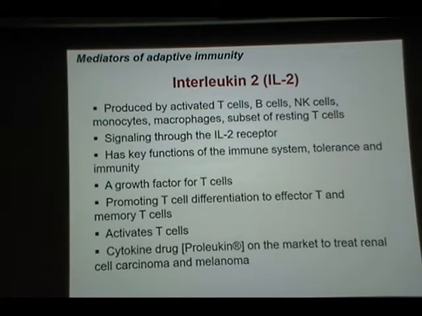IL-2 is involved in adaptive immunity. IL-2 is produced by activated T cells most of the time. B cells, NK cells, monocytes, macrophages, and a subset of resting T cells can also produce IL-2.